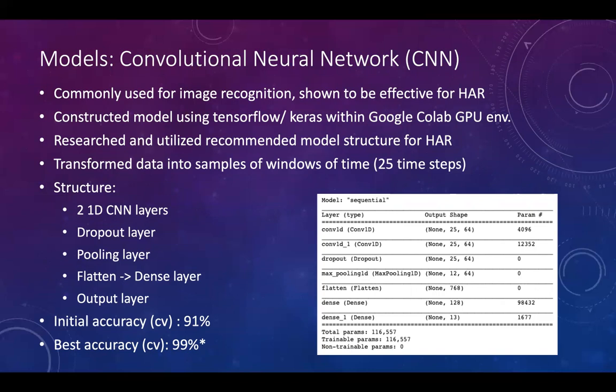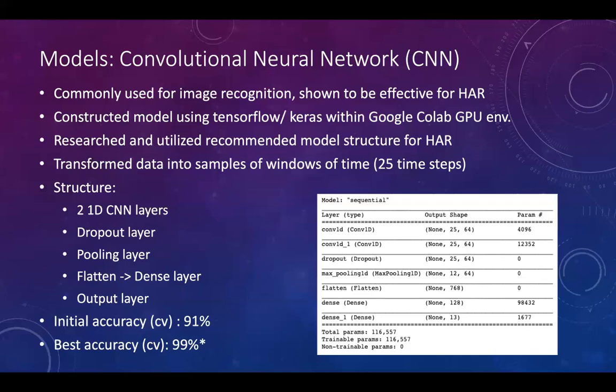And I used that within the Google Colab GPU environment in order to have better run times. This involved a lot of research on my part, especially in terms of how to construct the structure of the CNN. And so I was able to find some good recommendations for this particular problem domain. So I transformed the input data into samples, essentially arrays that represent windows of time. And I just used 25 time steps for each array.